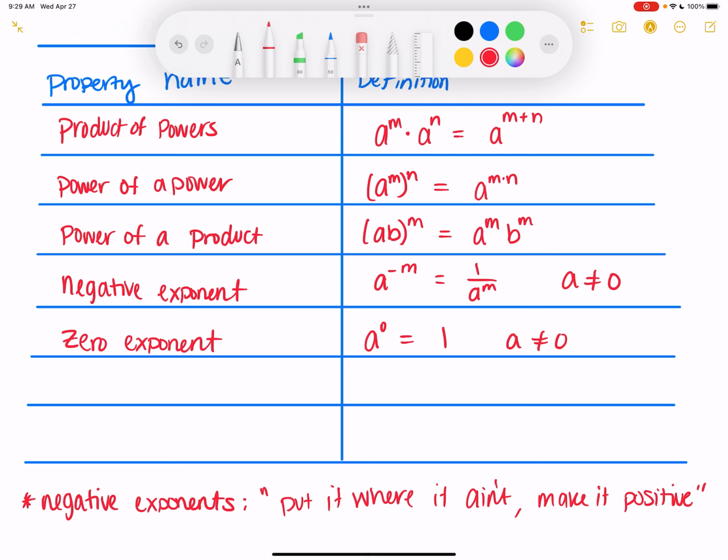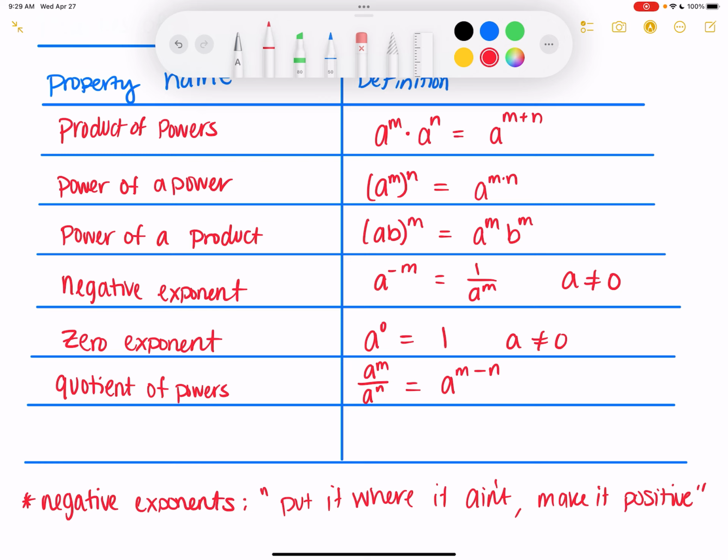Next one is quotient of powers. So this is a to the m divided by a to the n, or all over a to the n, equals a to the m minus n.